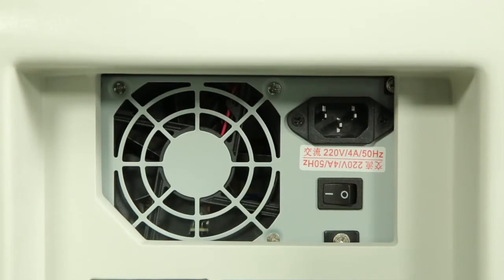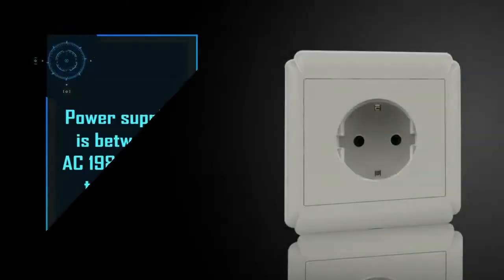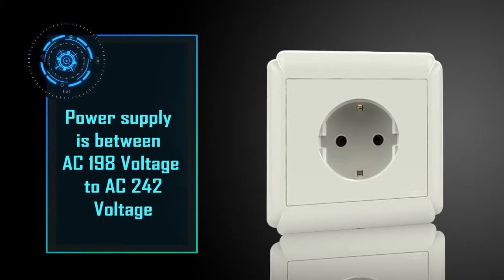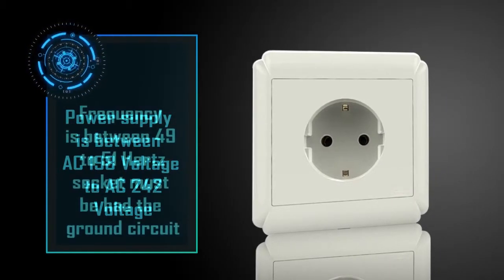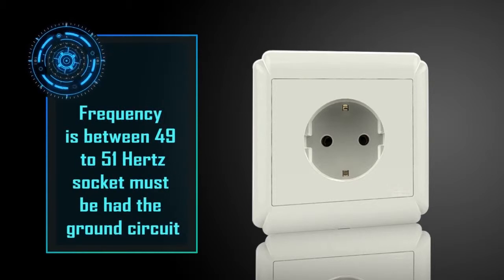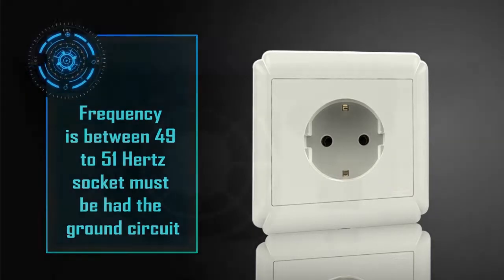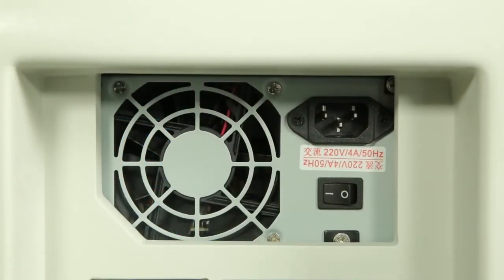The service voltage should be as follows. Power supply is between AC 198 volts and 242 volts. Frequency is between 49 Hz and 51 Hz. The socket must have a ground circuit. If the voltage is discrepant, please choose a proper transformer for transformation.